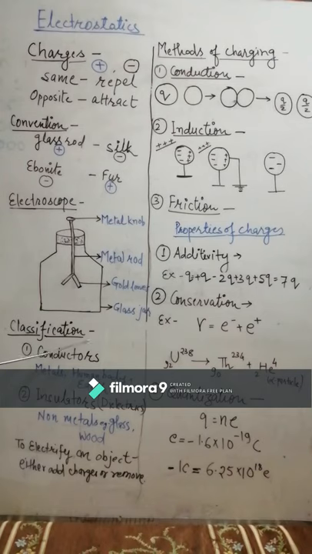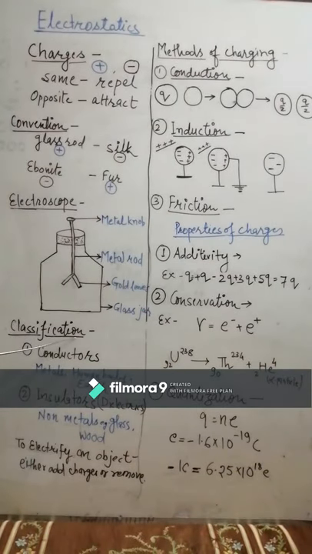Now we come to classification. We can classify materials in two different parts. One is conductors and second is insulators. Conductors are those materials which can allow electricity to pass through them. Metals, human body and earth are examples of conductors. Okay? Insulators are those materials which do not allow electricity to pass through them. Examples of insulators, generally all non-metals like glass, wood, plastic are insulators.